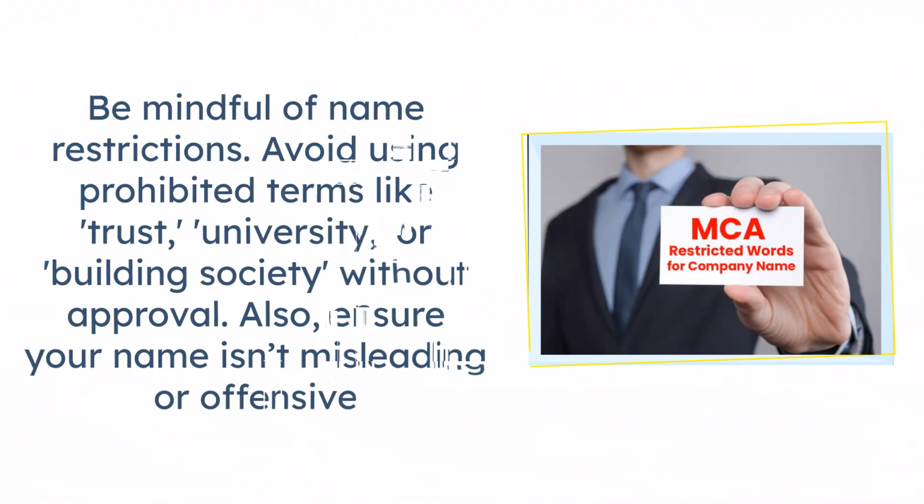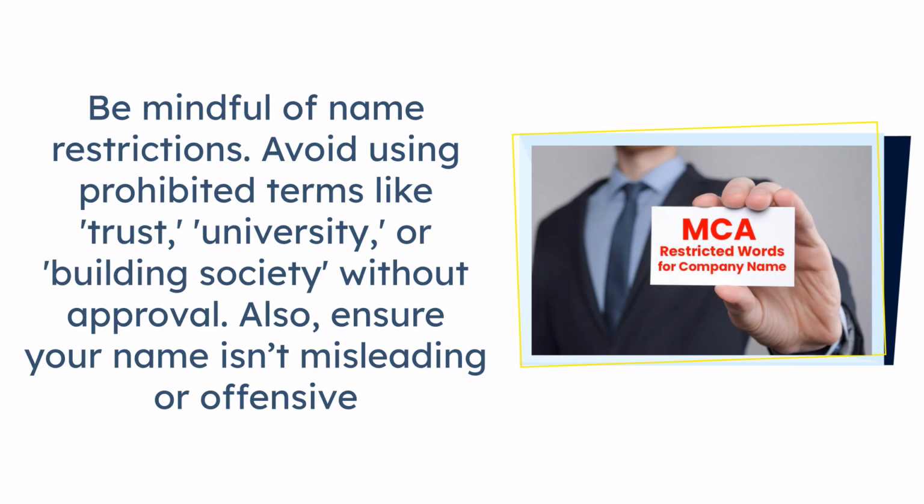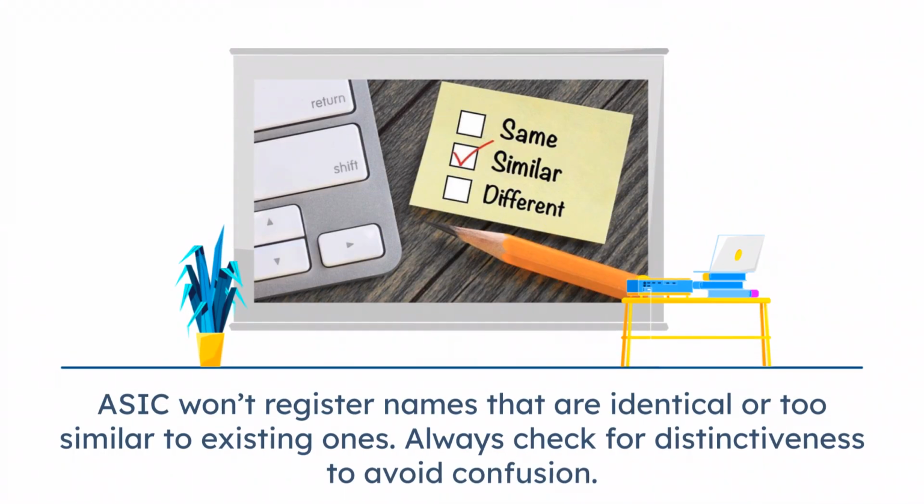Be mindful of name restrictions. Avoid using prohibited terms like trust, university, or building society without approval. Also, ensure your name isn't misleading or offensive. ASIC won't register names that are identical or too similar to existing ones. Always check for distinctiveness to avoid confusion.